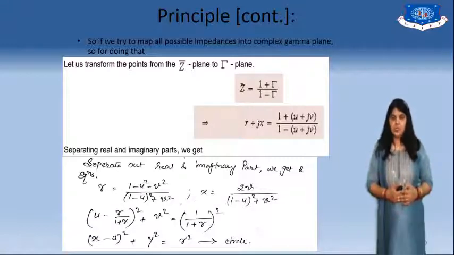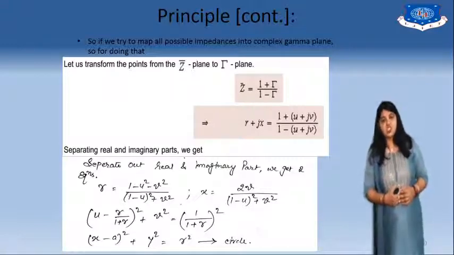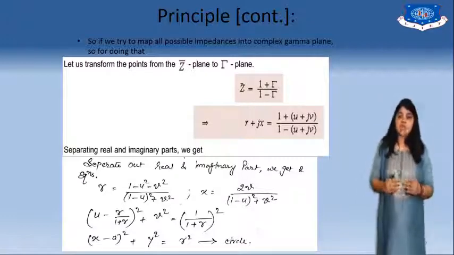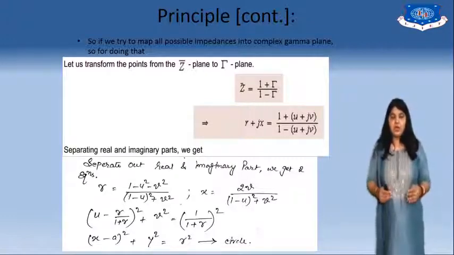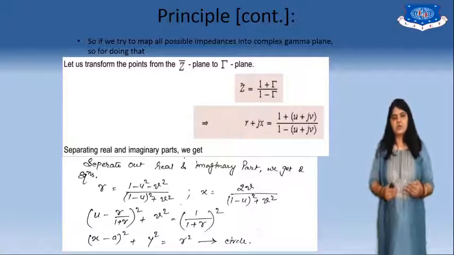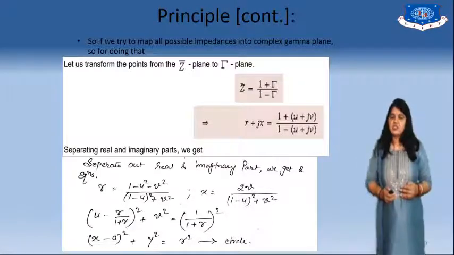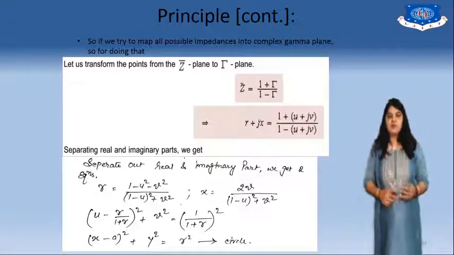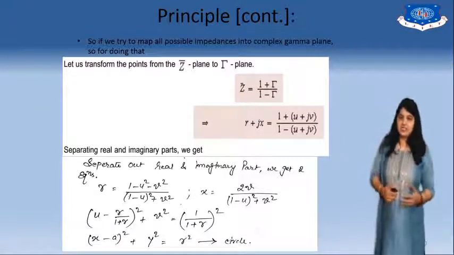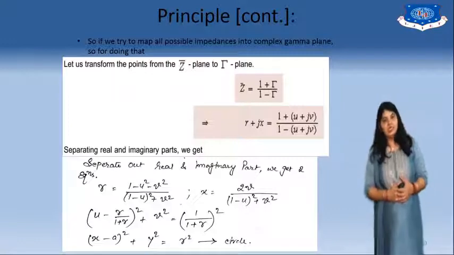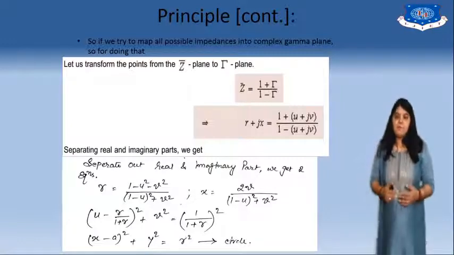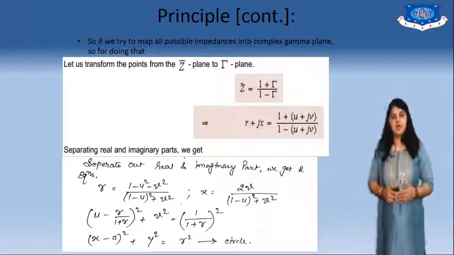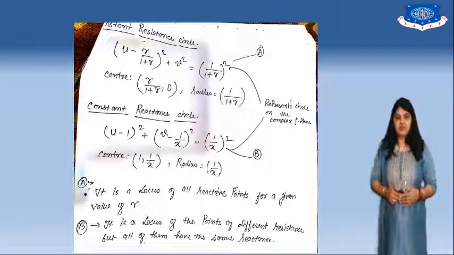Now we need to solve it and separate out the components, that is R and X. By separating out the values, we have the R value, the real part, which is 1 minus u square minus v square upon (1 minus u) square plus v square. X is equal to 2v upon (1 minus u) square plus v square.